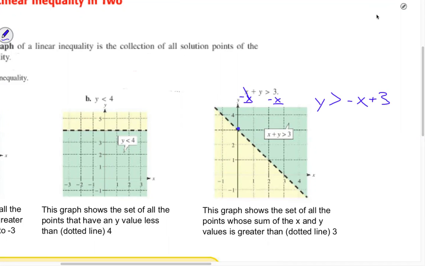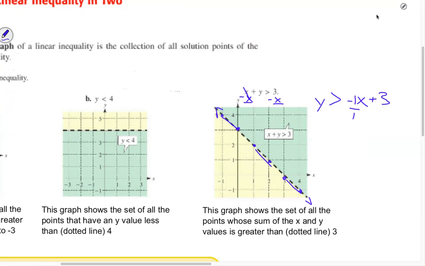So I start at 3. Then my slope is negative 1 over 1. So I go down 1 to the right 1, down 1 to the right 1, down 1 to the right 1. And there's a reason why I put all of these dots on here, because it makes it easy to plot and connect. You see how I just connect the two dots? So I go from there.